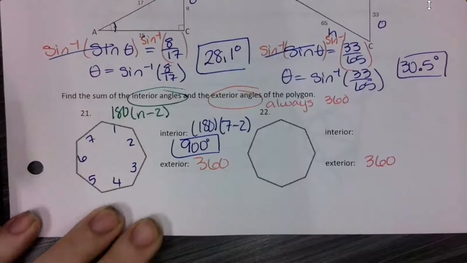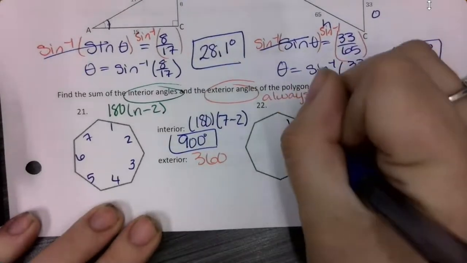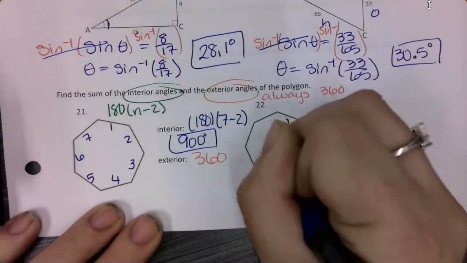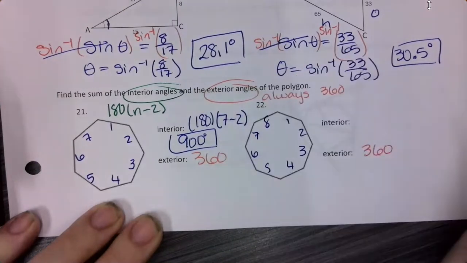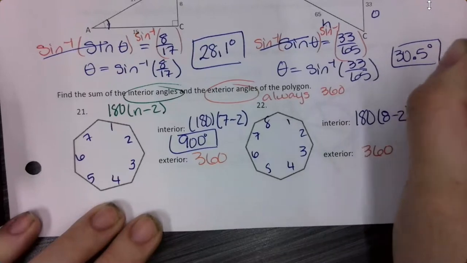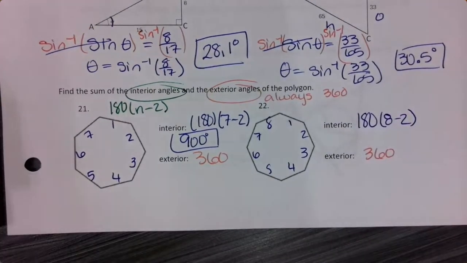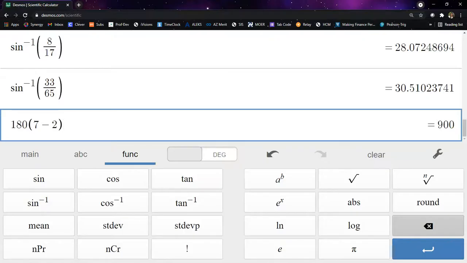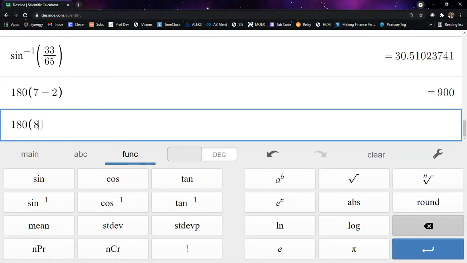So I can do the same thing for number 22. I'm going to count up my sides. I have 8 sides, so I'm going to do 180 times 8 minus 2, and type that into Desmos. Which gets me 1080.